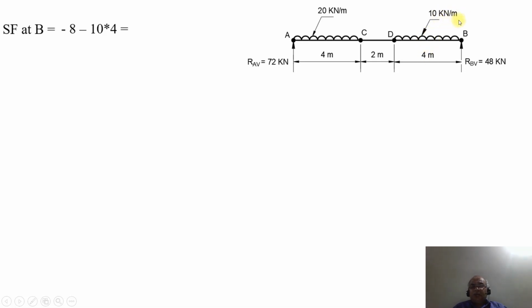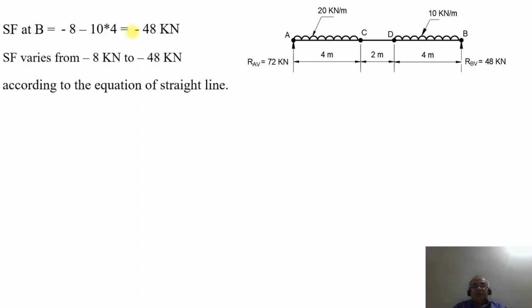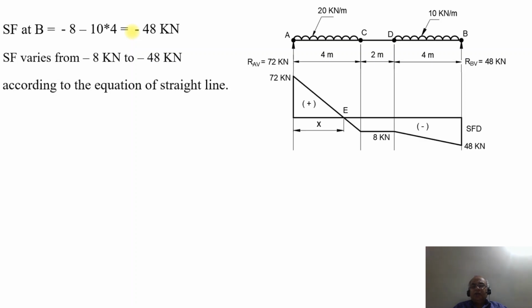Since it is 10 kilonewton per meter, SF will be equal to minus 8 minus 10 into 4, because it is acting from the top, acting downwards. So minus 10 into 4, so it becomes minus 48 kilonewton. So SF varies from minus 8 kilonewton to minus 48 kilonewton.